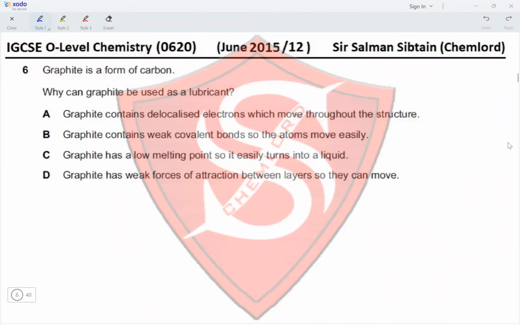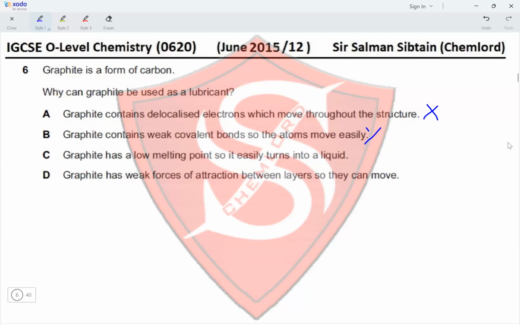Question 6. Graphite is a form of carbon. Yes, it is an allotrope of carbon. Why can graphite be used as a lubricant? Graphite contains delocalized electrons which move through the structure. This is correct, but this is why it is used as electrodes for conducting electricity, not because of its use as a lubricant. Next, graphite contains weak covalent bonds, so the atoms move easily.